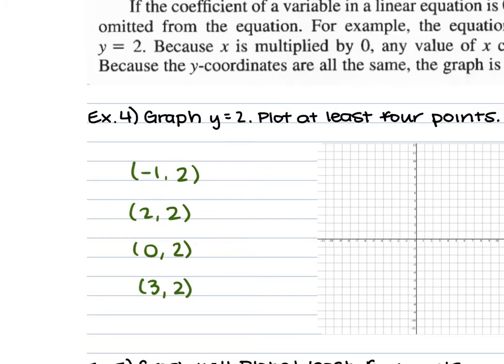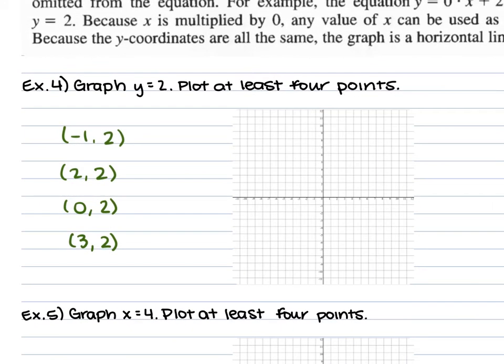So if we plot these points on your coordinate plane, that (-1, 2) is here, (0, 2) is here, (2, 2), and (3, 2). This function would literally be a straight line through 2 on that y-axis.